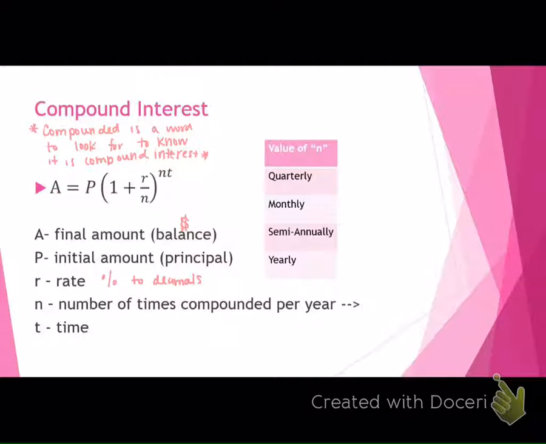This is what's different about this formula. N is the number of times compounded per year. So we're going to look at this box here, and we're going to look at each thing. If it's compounded quarterly, how many times would that be compounded per year? Yeah, 4. There's 4 quarters in it all, right? So that's 4.